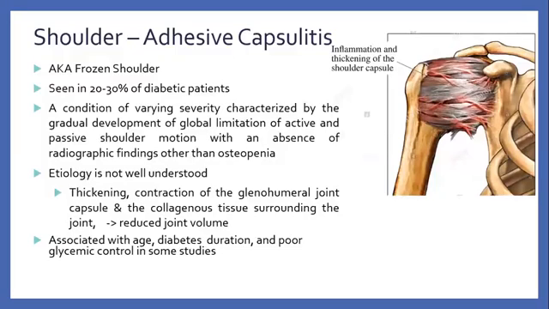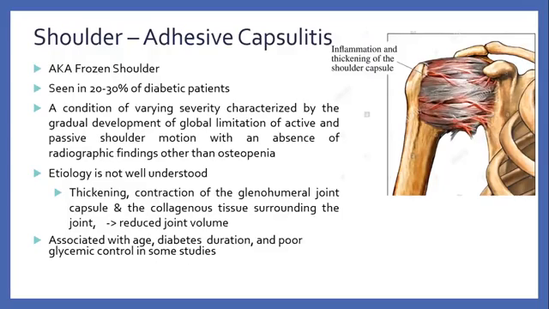So we begin by speaking about the shoulder, which is where diabetes can manifest as adhesive capsulitis. This is also known as frozen shoulder. It's seen in about 20 to 30% of diabetic patients. It's a condition of varying severity characterized by the gradual development of global limitation of active and passive shoulder motion with an absence of radiographic findings other than osteopenia. The etiology is not well understood.